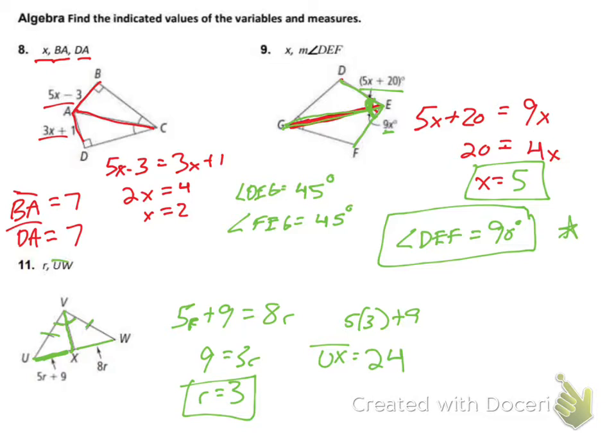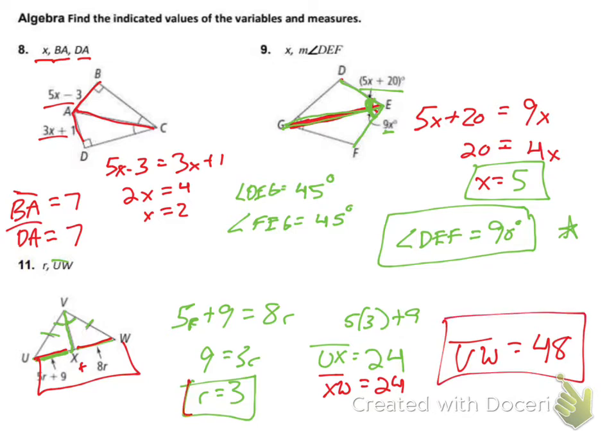If UX here is equal to XW, then XW is also equal to 24. So to find the entire thing here, I would just add these two together. So I get 24 plus 24, so UW is equal to 48. So I'd have this as my answer, and then r is equal to 3 as my answer. Again, I'll check with Mr. Cladis about number 9, because I think one of the answers is supposed to be 90 if you add both of them together. But if you see anything that I got wrong, let me know.